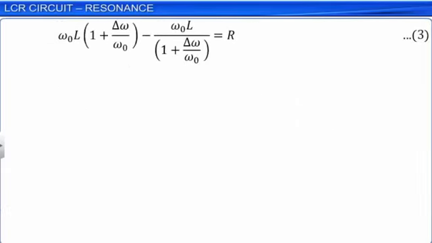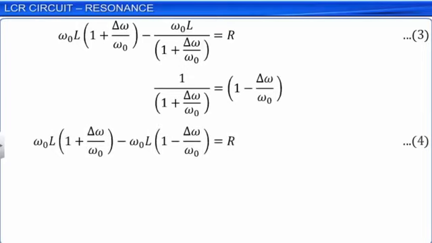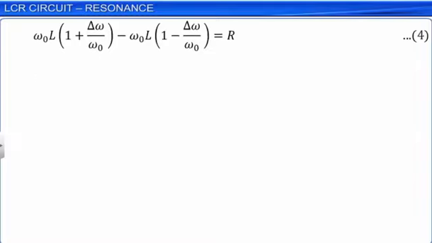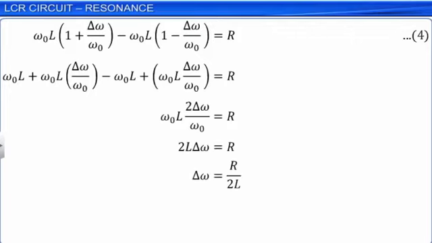Using binomial approximation on the expression 1 by 1 plus delta omega by omega naught in equation 3, we get equation 4 as shown. On simplifying this equation, we get delta omega is equal to R by 2L.